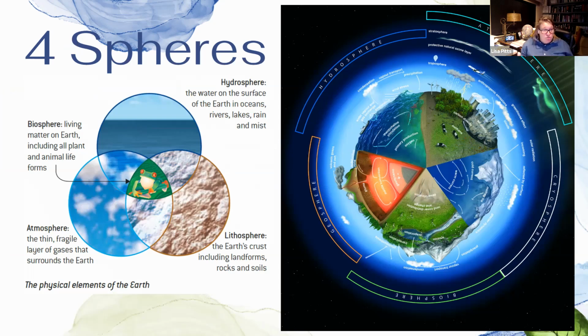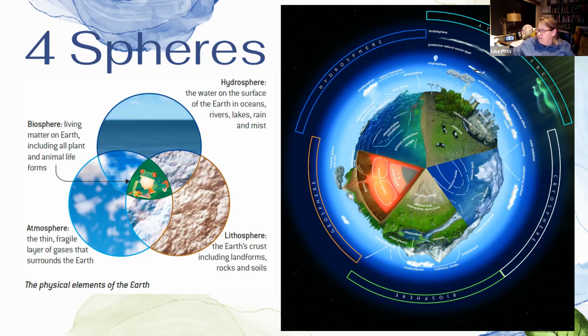And then there's the hydrosphere, that's all the water, whether it's frozen or things like that. And then there's the atmosphere, which is that very thin, fragile layer of gas that surrounds the Earth. And then we have the lithosphere, which is also called the geosphere, which includes all the landforms, all the rocks, all your soil. Now, also on this slide, you see that you can break these things down into further things, the cryosphere, which is all the frozen part of the hydrosphere, right?